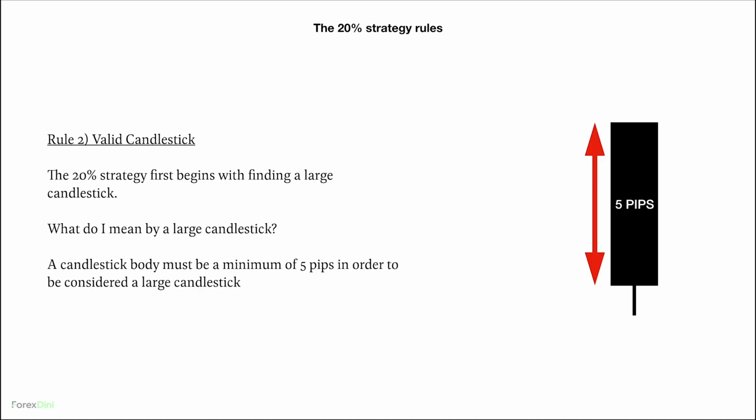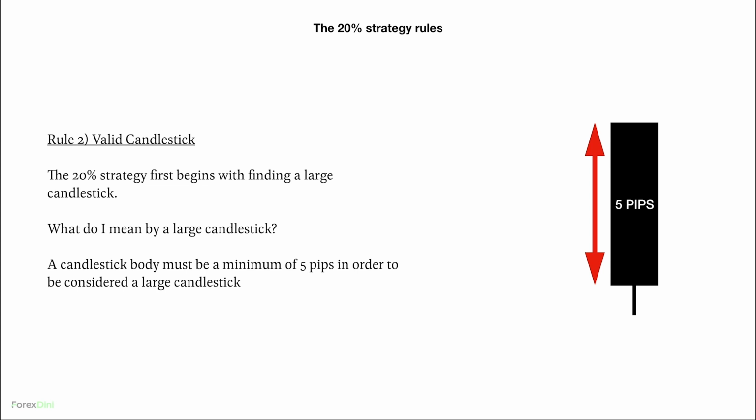Rule number 2, valid candlestick. The 20% strategy first begins with finding a large candlestick. What do I mean by a large candlestick? A candlestick body must be a minimum of 5 pips in order to be considered a large candlestick. So what I mean is the body must be 5 pips. Otherwise, if it's 4.9, 4.8, then no, it's not a valid candlestick.